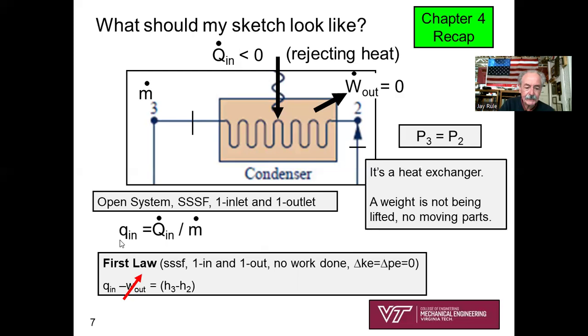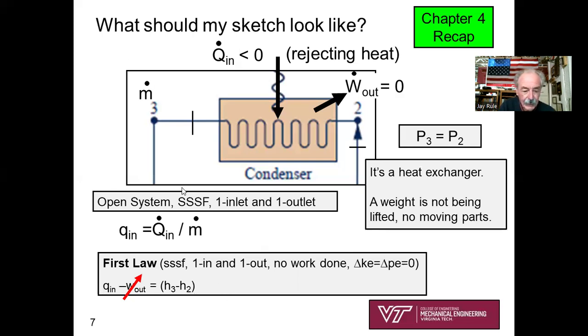So let's remind ourselves to get back to the book. Little q in is Q dot divided by m dot, the rate of heat transfer divided by the mass flow rate. So we can write the first law. We've got no change in potential or kinetic energy for this open system. So we can write the first law, q in minus w out, well, that's going to go away. We'll strike that out, equals h3 minus h2. Simple as that. So the statement of the first law for the condenser is q in equals h3 minus h2, and I'm going to expect q in to be a negative number, right?